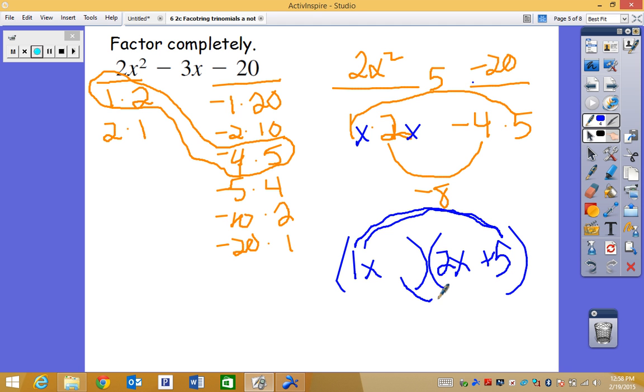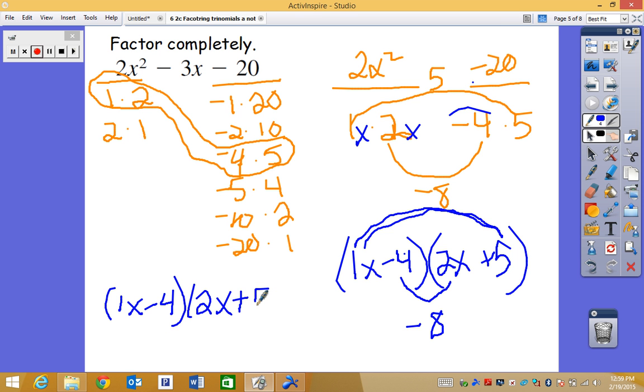Now the 2 inside numbers have to multiply together to give me that negative 8. I already have my 2x here, so that means I need to put my negative 4 here. And so my final answer is 1x minus 4 and 2x plus 5. Remember, you can always multiply it back through to check your work.